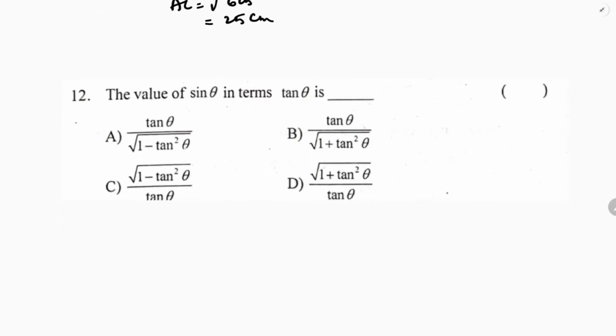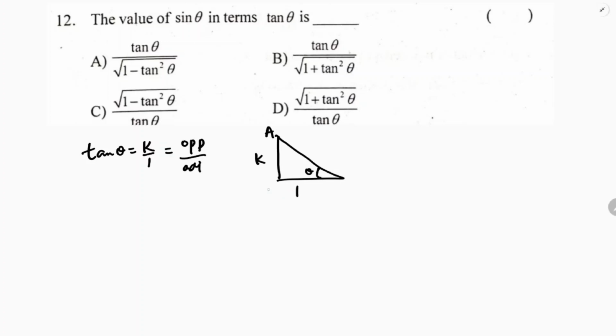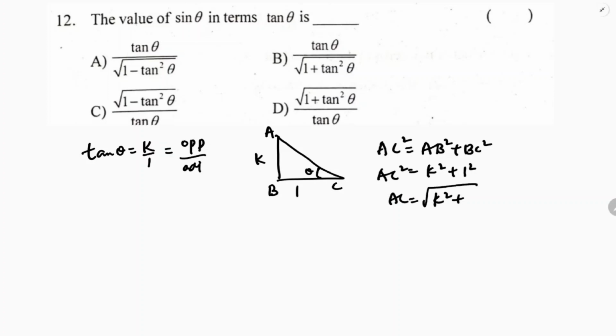Next question, important question. This question may come for 2 marks also. The value of sine theta in terms of tan theta. So here, you want it in terms of tan theta. So consider tan theta as K by 1. Tan is opposite by adjacent. So if I take this as theta, opposite is K, adjacent is 1. I'll apply Pythagoras theorem to get the value of AC. AC square is AB square plus BC square. So K square plus 1 square. So AC will be under root K square plus 1.